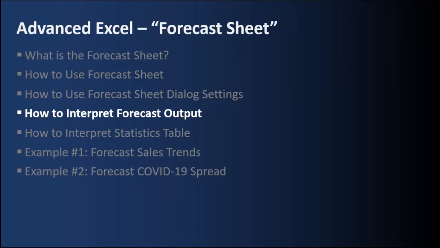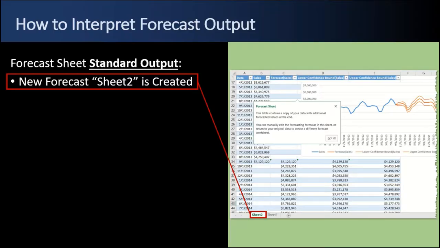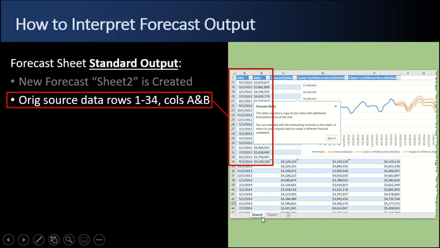Next up, how to interpret the forecast output. So after clicking the Create button from the prior dialog, Excel will crunch the numbers and produce a new sheet, in this case, Sheet 2. So we started with Sheet 1. It had two columns, a date and sales, and it went through row 34, and that was it. This new Sheet 2 copied that data forward and added a bunch of rows and columns. It added rows 35 on and these columns.